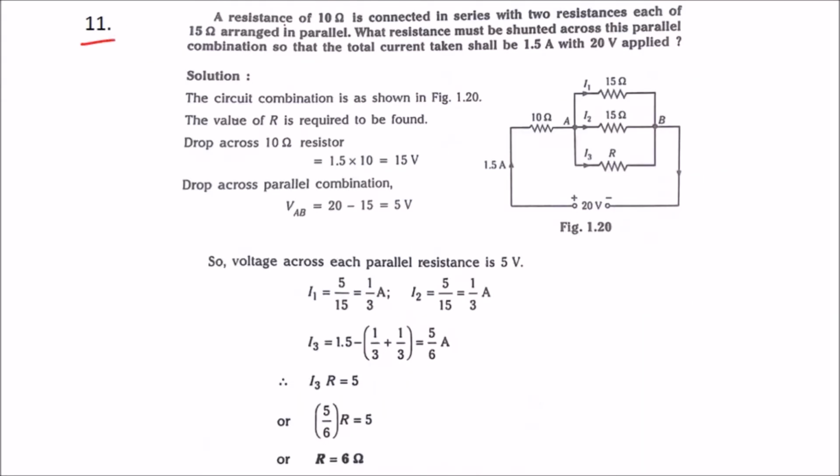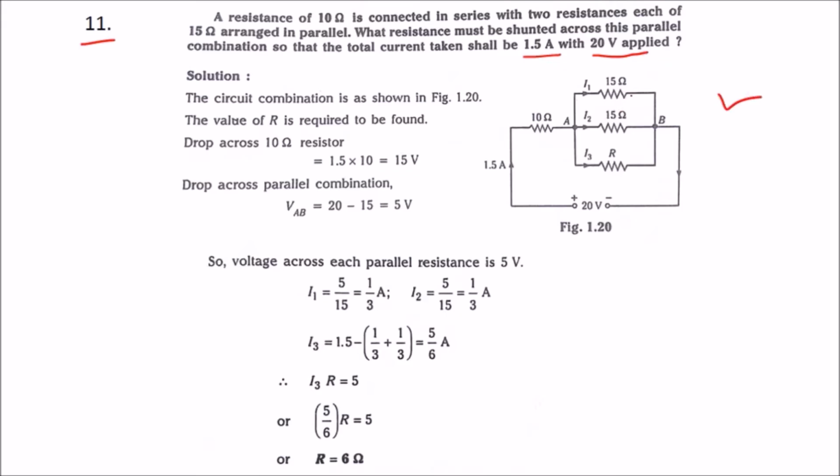Problem 11. A resistance of 10 ohms is connected in series with two resistances each of 15 ohm arranged in parallel. What resistance must be shunted across this parallel combination so that the total current shall be 1.5 amps and 20 volts applied, that is supply voltage is 20 volts. So this is the figure.